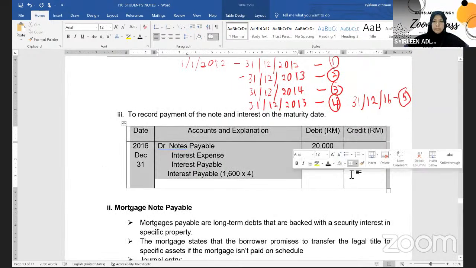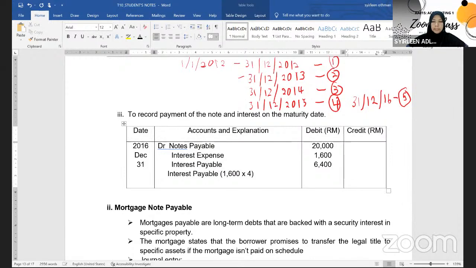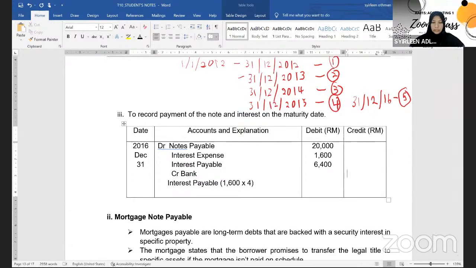So jumlah yang perlu kita bayar sebenarnya ialah, okay, you're going to credit bank. This is actually the calculations. So you need to credit your bank accounts. The amount that you need to pay here is 28,000. That is your payments to disburse ataupun untuk surrender the notes payable on the maturity date.